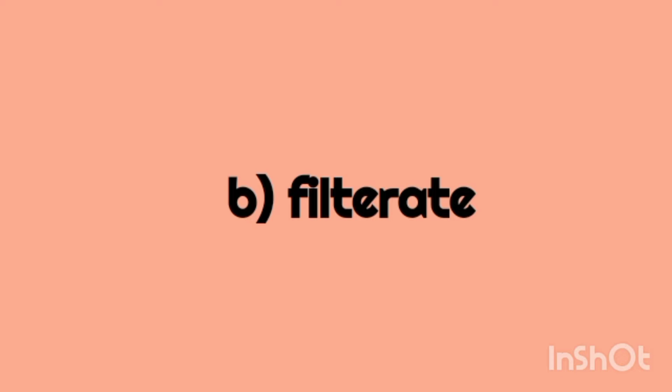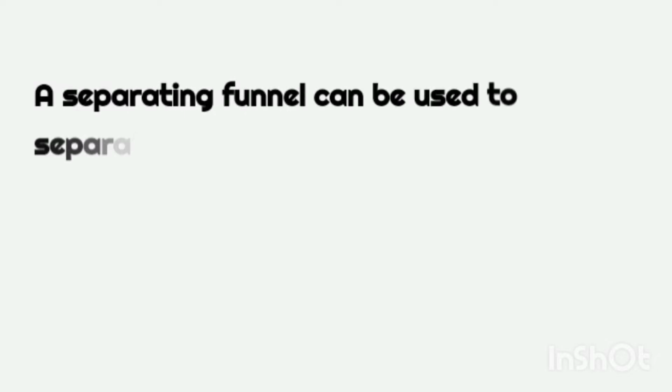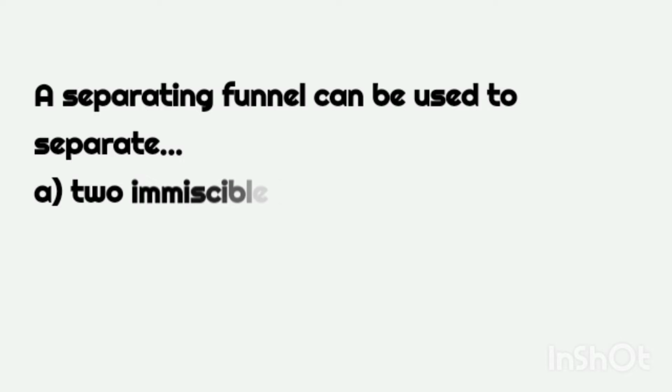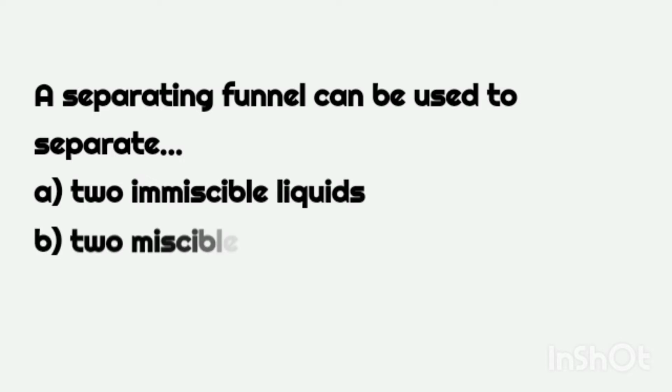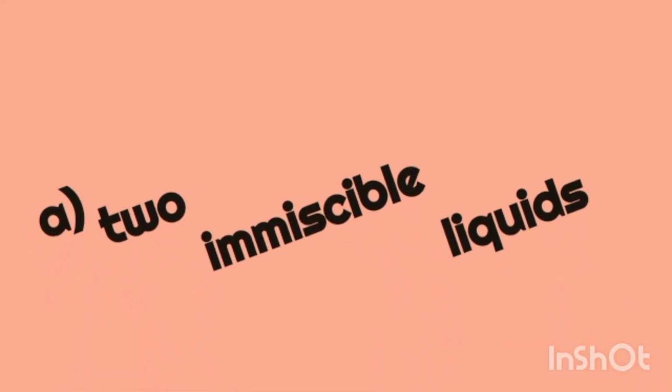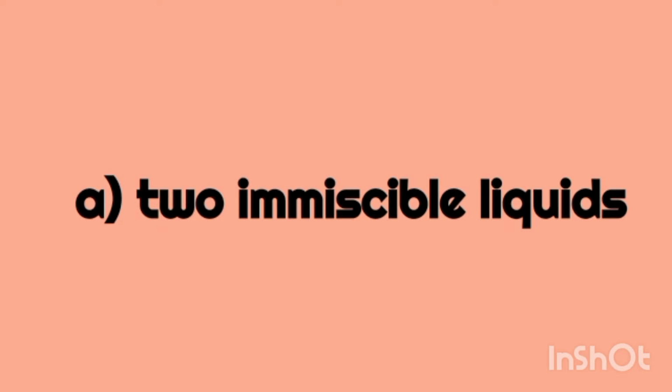A separating funnel can be used to separate A, two immiscible liquids, B, two miscible liquids. And the answer, of course, is two immiscible liquids. Yes, liquids that cannot mix together. Example, we have water and oil. They are both liquid, but the oil will form layers. It won't dissolve in the water.